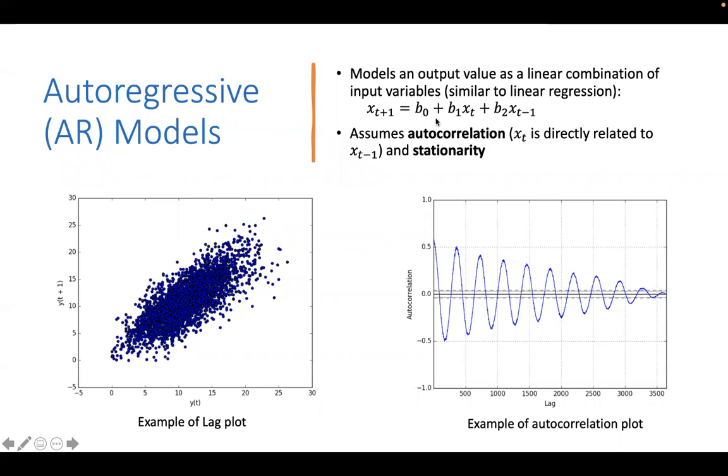So pretty similar to linear regression. However, it assumes that you have autocorrelation and stationarity. So you always have to check for those things. And as I mentioned earlier, you can check for autocorrelation with the lag plot.